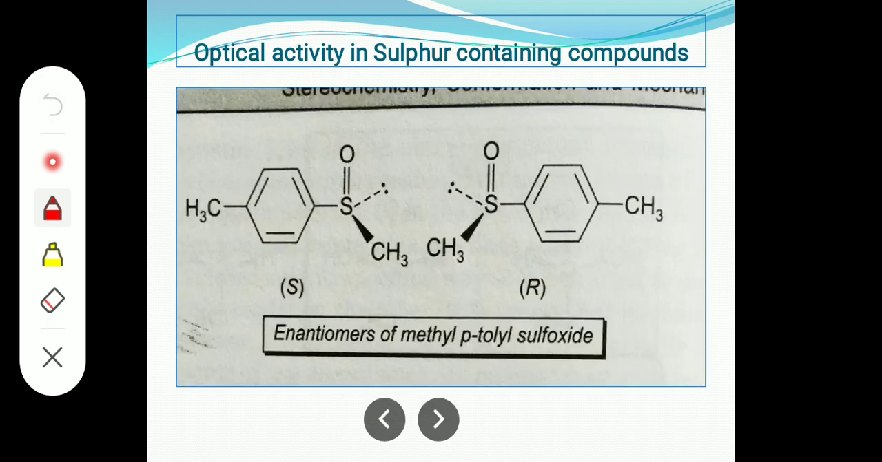So now coming to the enantiomers. So here it's an example of a methyl paratoluene sulfoxide, and you can see how they can easily be resolved into enantiomers. Sulfur containing chiral sulfur, especially sulfoxide, can easily be resolved into its enantiomers. And you can see here on the left side we have the S enantiomer, and on the right side we have the R enantiomer. So these are the 2 enantiomers of this sulfoxide.